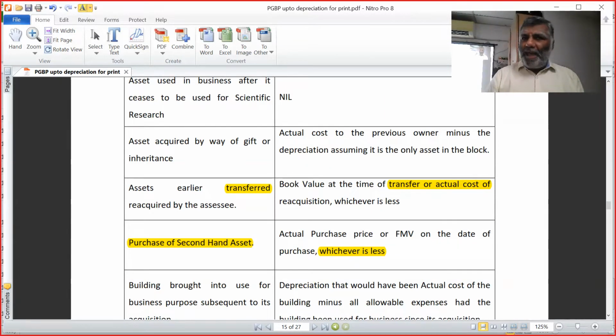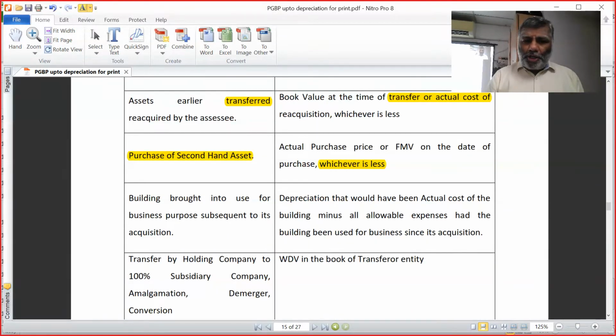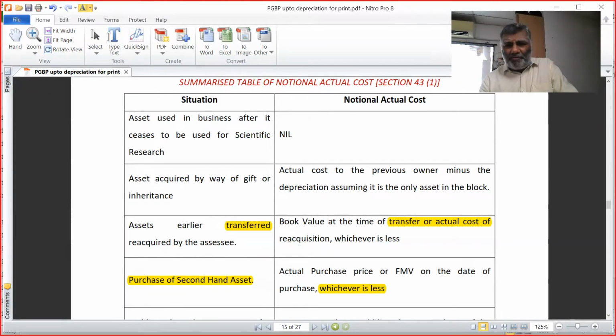Asset acquired by way of gift or inheritance, or asset brought into business for business purposes subsequent to its acquisition. Depreciation would have been on the actual cost of the building, all allowable had the building been used for business right from the date of its acquisition. The same for somebody gifting an asset: original cost minus depreciation till the date of gifting, and you should take it.